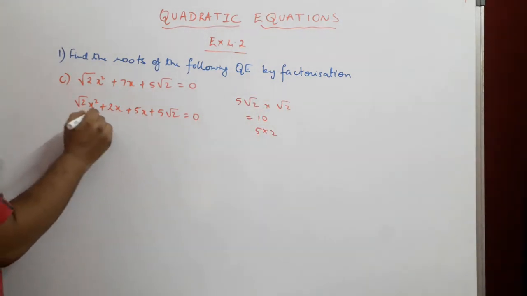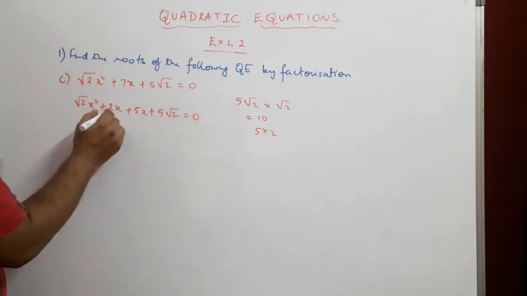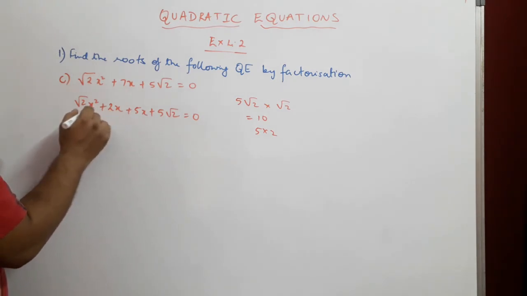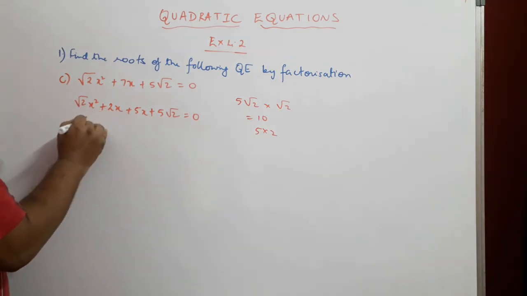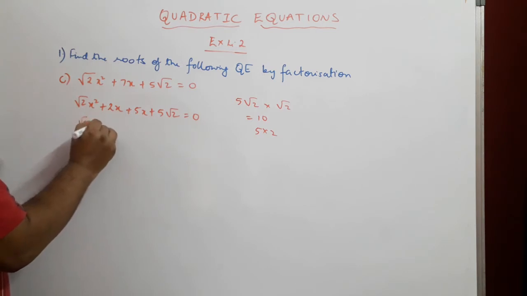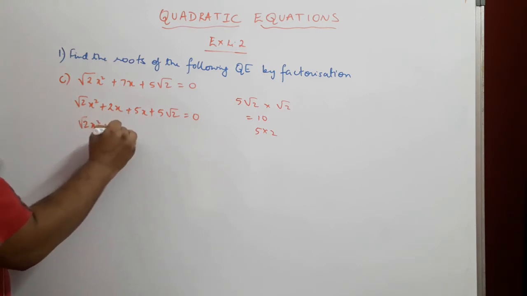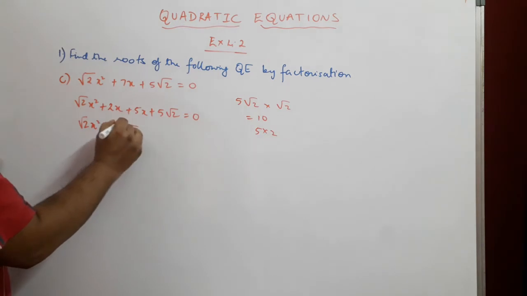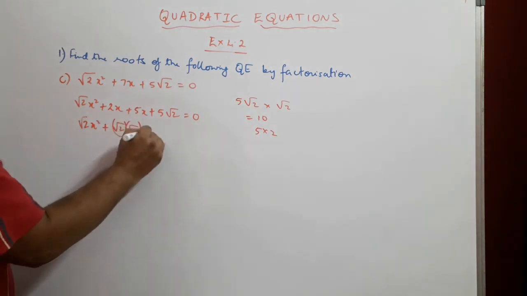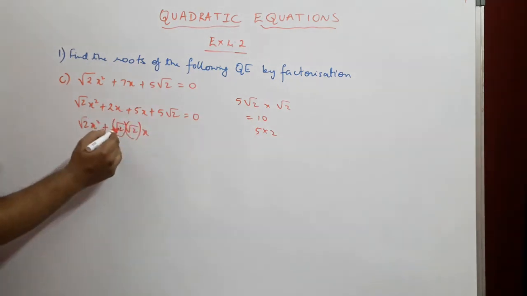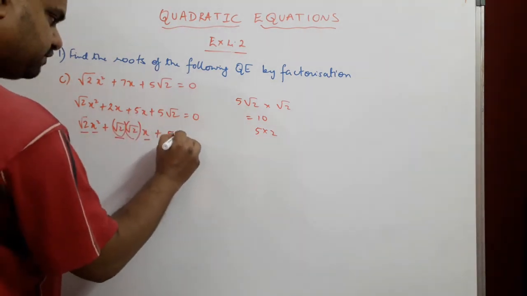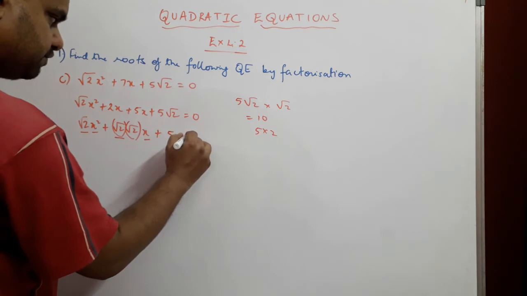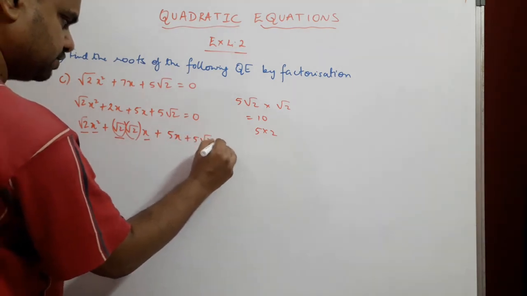So over here, what can we take common? We can take root 2 common. Okay, we can rewrite this as root 2 x square plus root 2 into root 2 x. 2 I have written as root 2 into root 2, and here we'll leave it the way it is. So 5x, because we've got 5 and 5 common over here, 5x plus 5 root 2 equal to 0.